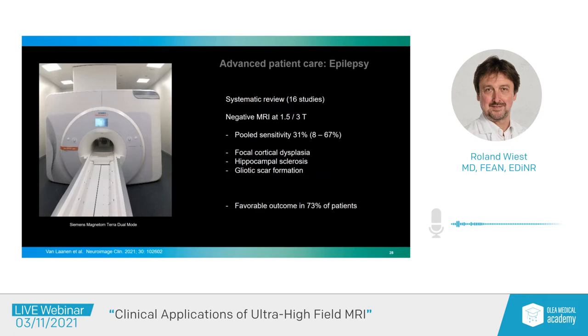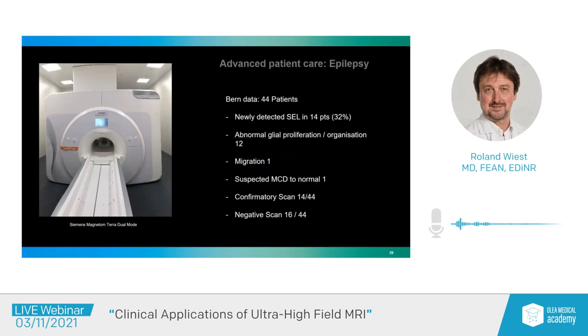And this is something that we could reproduce in our data set. We ended up with the same diagnostic yield as in this pooled analysis. We newly identified malformations of cortical development and glial proliferation in 12 cases. We saw one new patient with a migrational disorder. We also turned one patient back from being suspected of having a malformation of cortical development, a cortical dysplasia, into normal. And we had confirmatory scans of previously suspected lesions in roughly one third, while the other third of the patients remained negative after ultra high field MR.